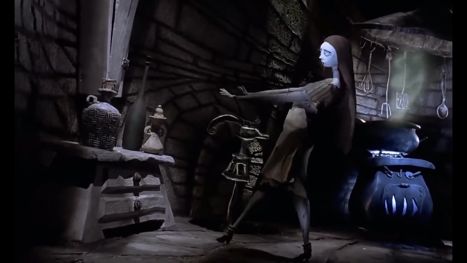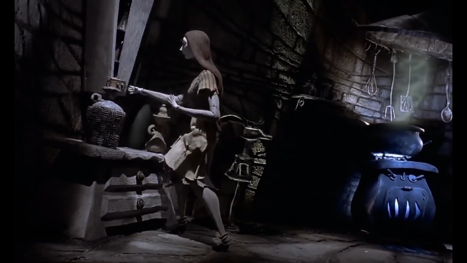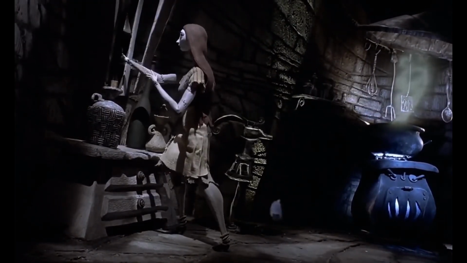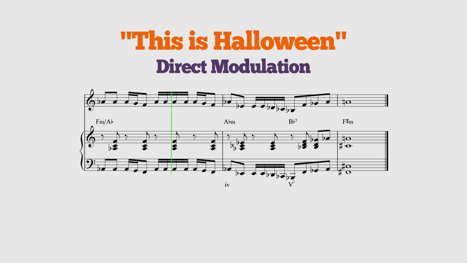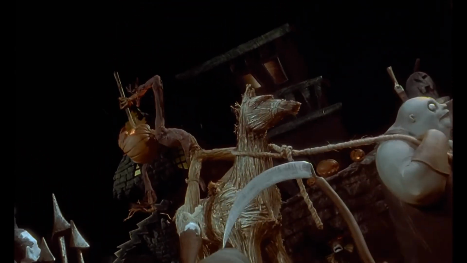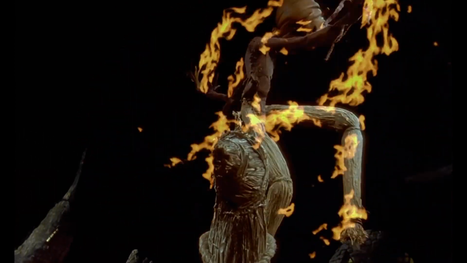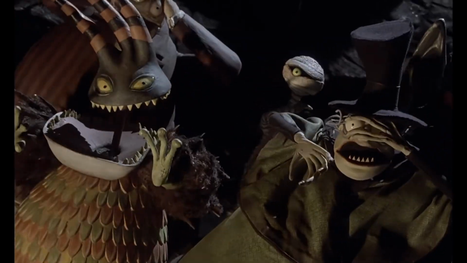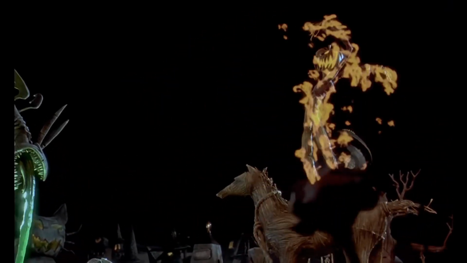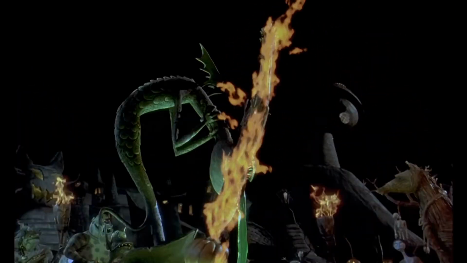Here's another example where the 4-5 cadence is used as a direct key modulation. This is an effective technique because it goes back to an earlier topic we went over. The idea that the listener expects to hear a resolution but is surprised with a modulation to a new key.